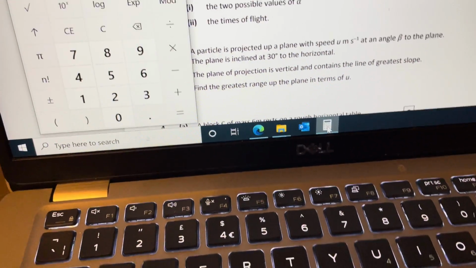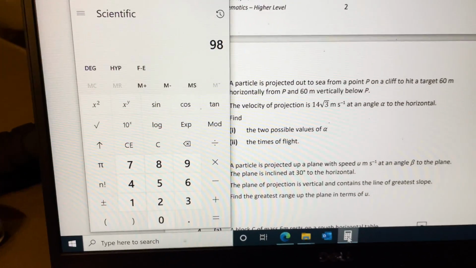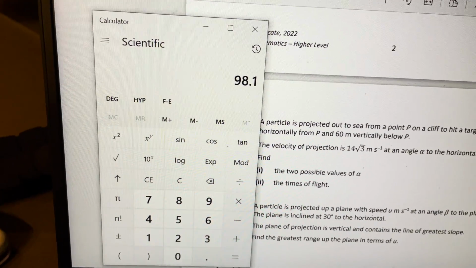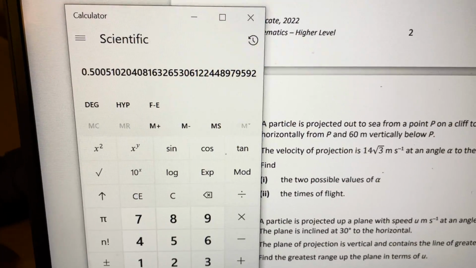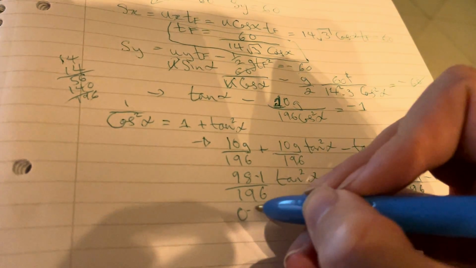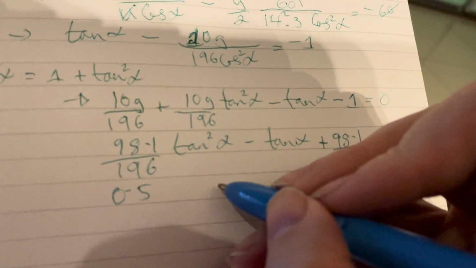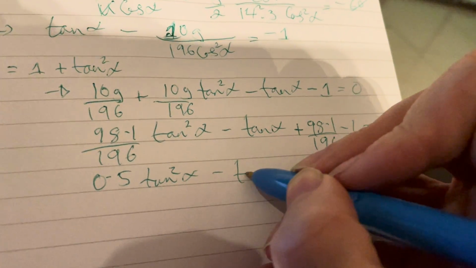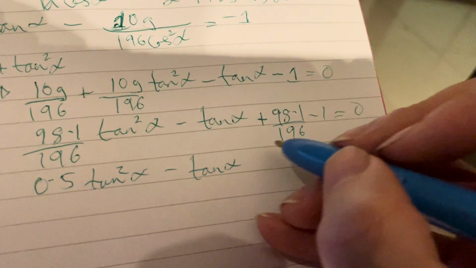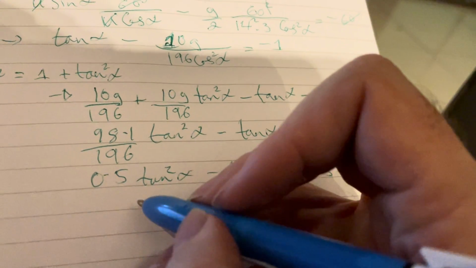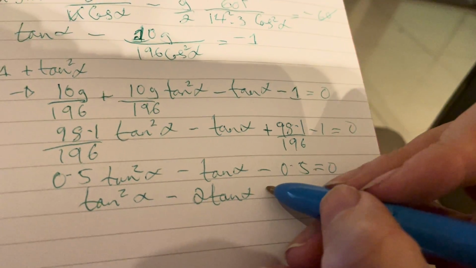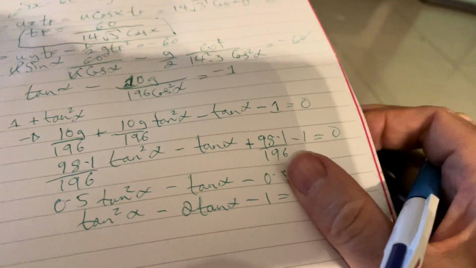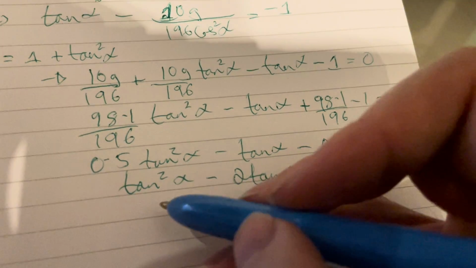Okay, this guy hopefully will cancel nicely. So what's that? 98.1 divided by 196.2. Okay. So it's 0.5. Tan squared alpha minus tan alpha plus half, so minus half is 0. Okay, double everything. You get tan squared alpha minus 2 tan alpha, it's looking good. Minus 1 equals 0. Okay, so maybe it isn't, or it is.